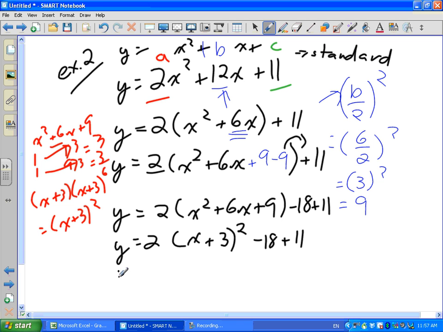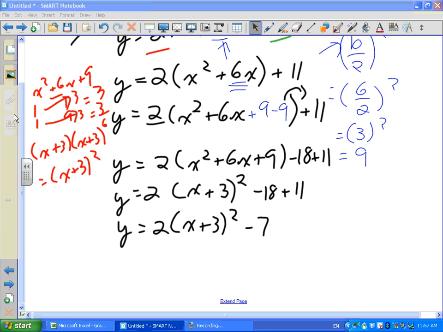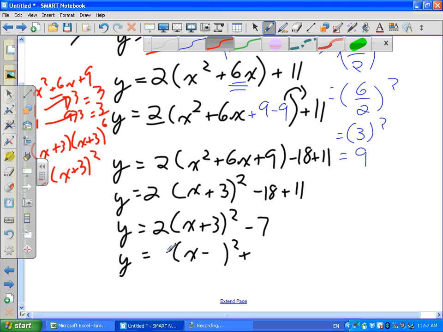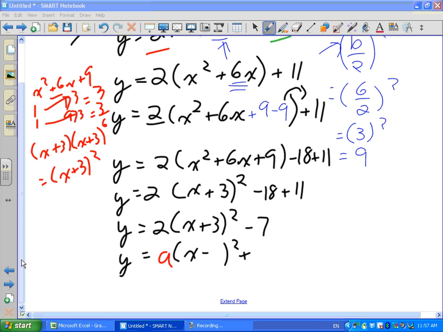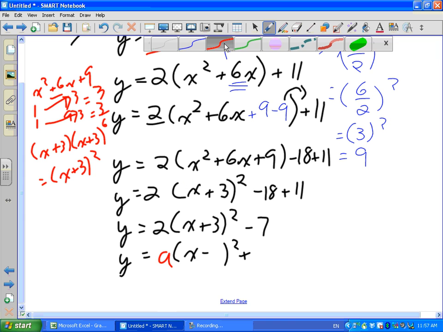Negative 18 plus 11. My final answer in vertex form is going to be negative 7. Okay. So I have y is equal to, and I'm just going to quickly put the vertex form at the bottom so you can see the similarities between the two. Remember, this is our A, and if we looked above, remember that was still our A, that 2. H and K. Where's K? Oh, that's it.